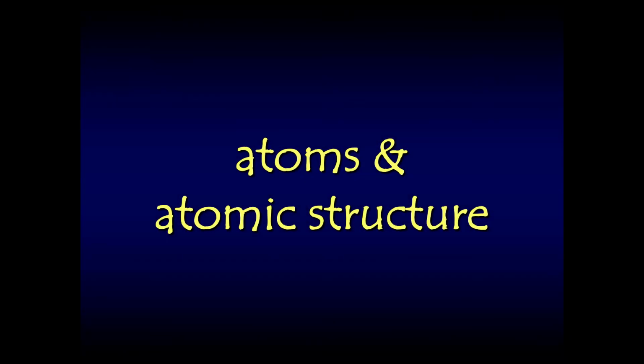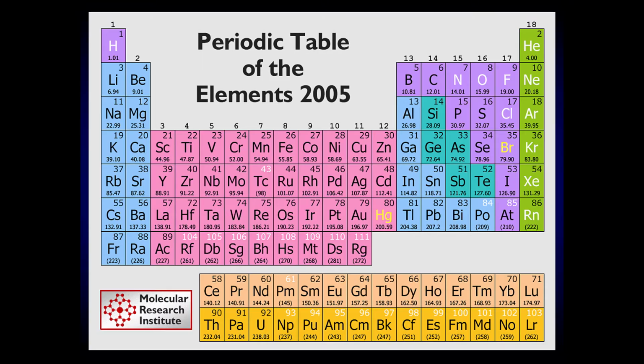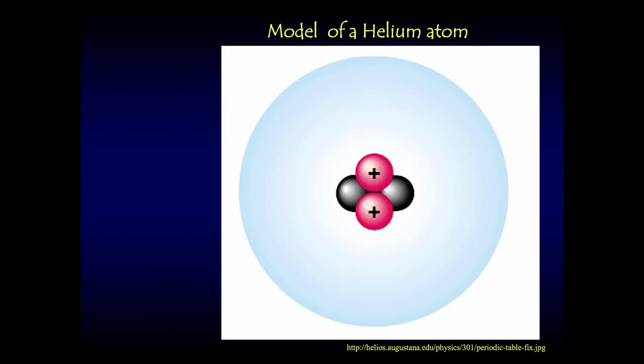Okay, welcome back. Structure of atoms, atomic structure. Well, here's the periodic table. So this is the table of all the elements. So atoms are the individual, smallest pieces of an element that retain the properties of that element. So an atom of carbon is the smallest particle of carbon that retains all of the properties of carbon.